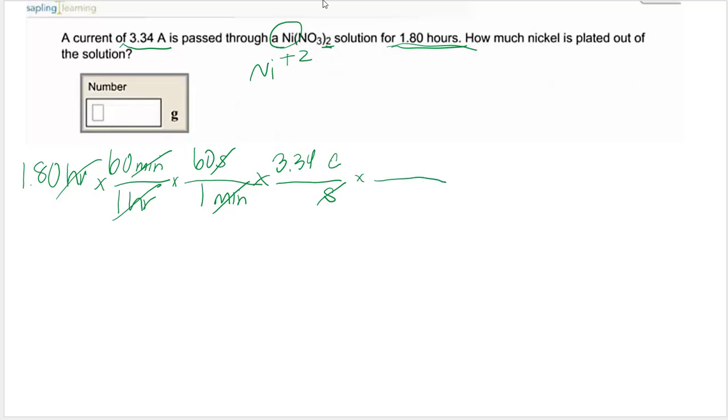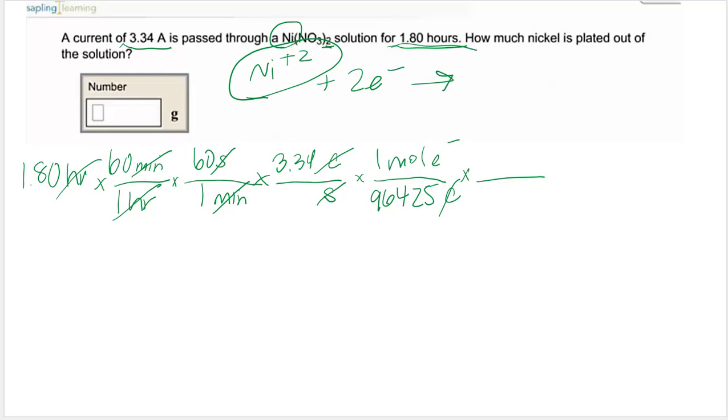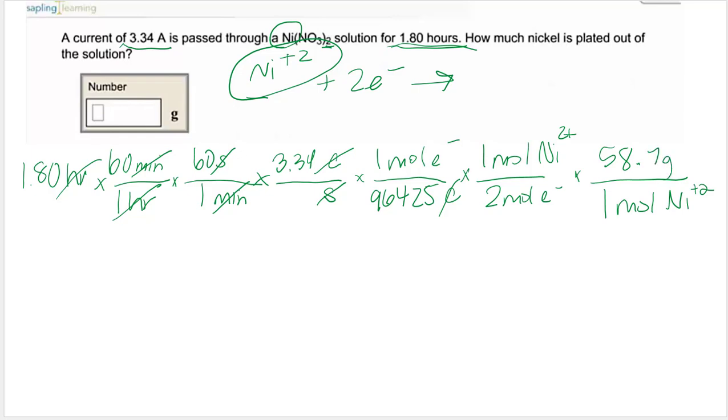Next, I need to do 1 over Faraday's law. 1 mole of electron over 96,425 coulombs. So that cancels my coulombs. We need to look at how many electrons. If I've got nickel +2, that means I need 2 electrons transferred in this reaction. So 2 moles of electrons for 1 mole of nickel +2. And then I'm going to look at the periodic table and do molar mass. 1 mole of nickel is 58.7 grams. And again, my electrons will cancel, my moles will cancel, and I'll be left with grams of nickel.